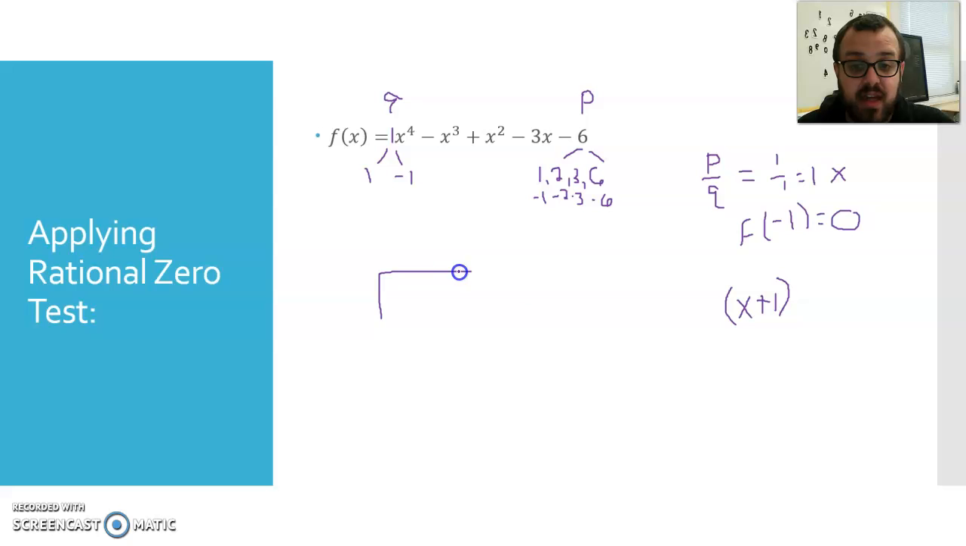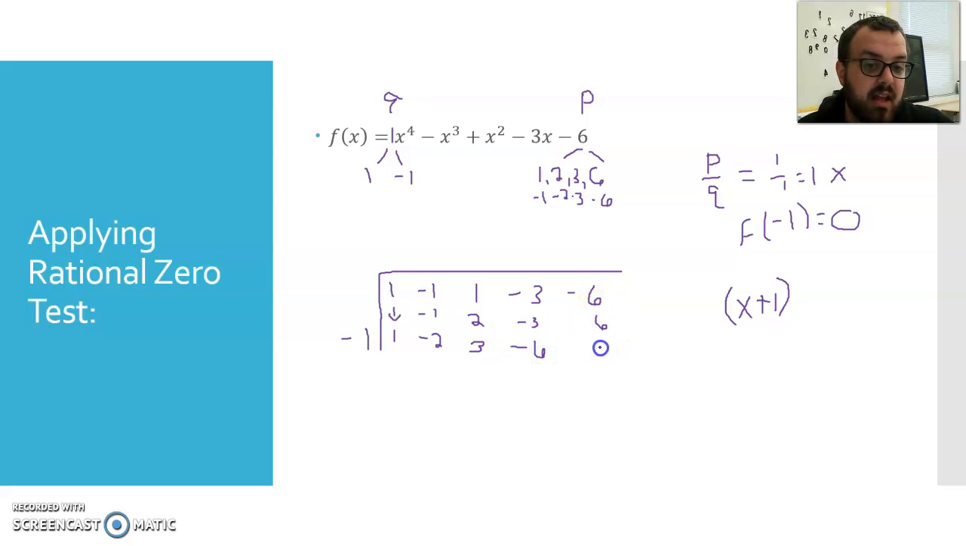I'm going to set up a synthetic division problem. I'll put negative 1 out here. I'll list my coefficients: 1, negative 1, 1, negative 3, and negative 6. And then I'll go ahead and do my synthetic division and see what comes out. Negative 1 times 1 is negative 1, which gives me negative 2, which gives me 2, which gives me 3, which gives me negative 3, which gives me negative 6, which gives me 6, and 0.